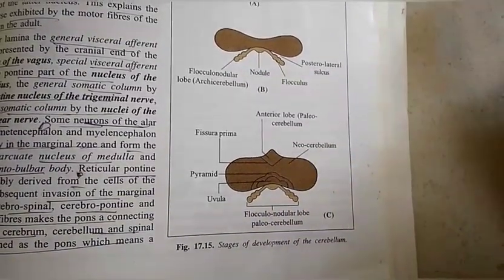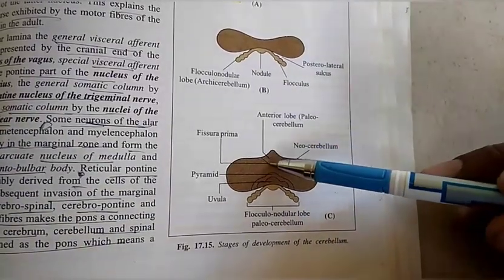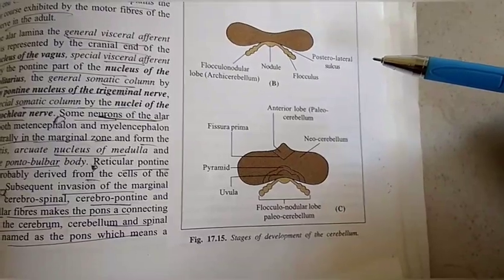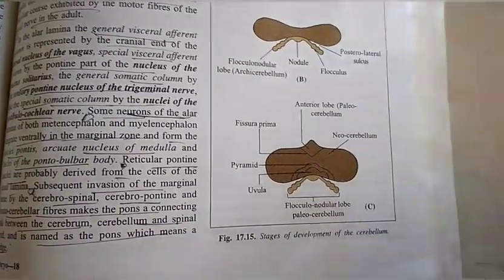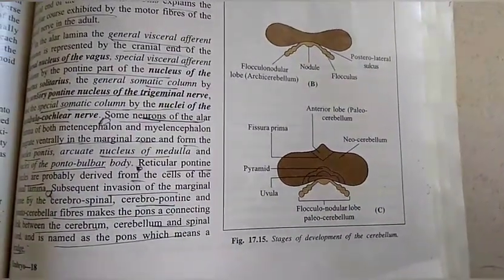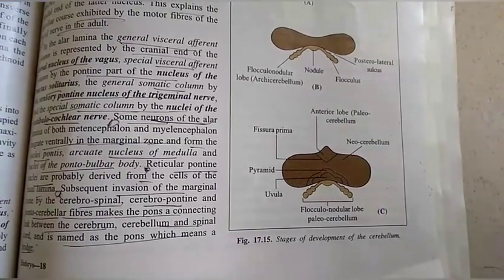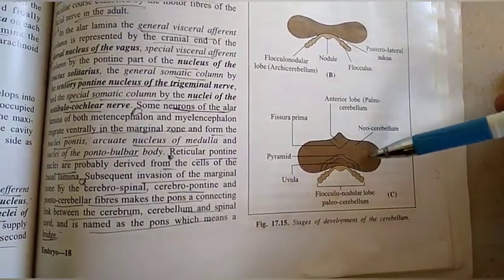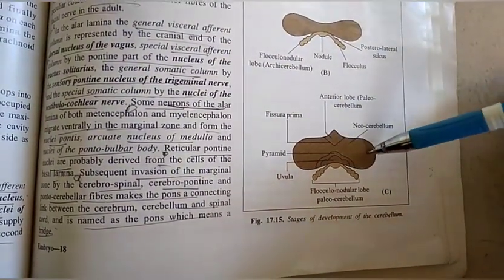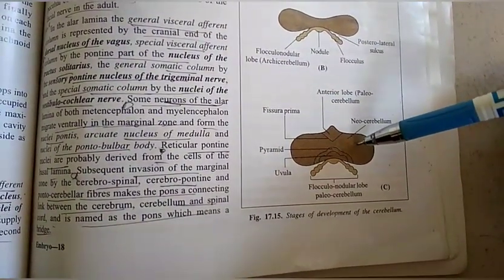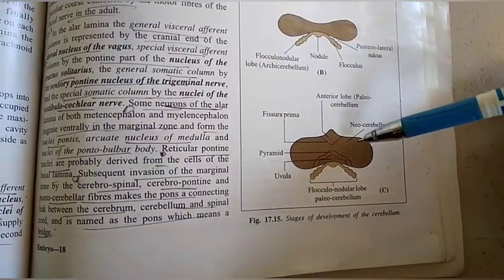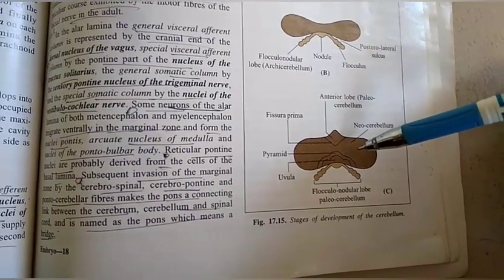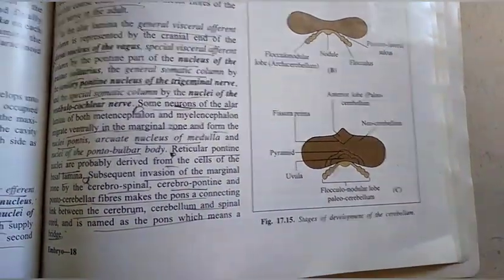cerebellum are now evident. So the anterior lobe together with pyramid and uvula forms the paleocerebellum, which establishes the connection with the spinal cord and regulates the tone and posture of the limbs. The remaining portion of the cerebellum is the newest to develop and known as neocerebellum, which helps in regulating the coordination of skillful voluntary movements with precision.